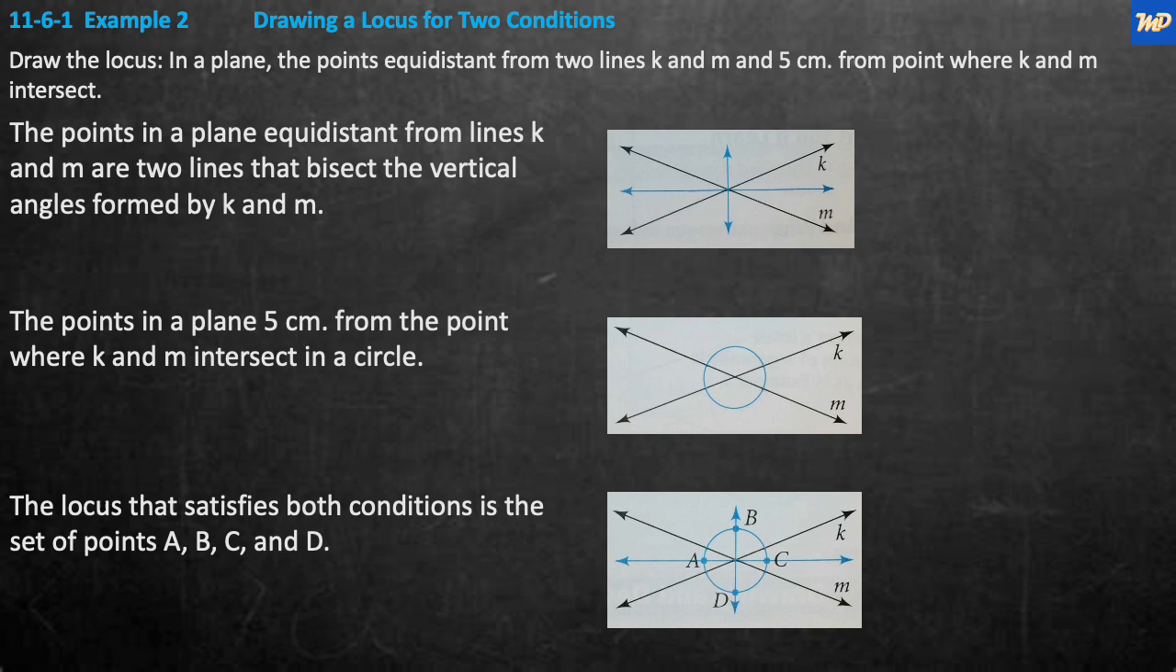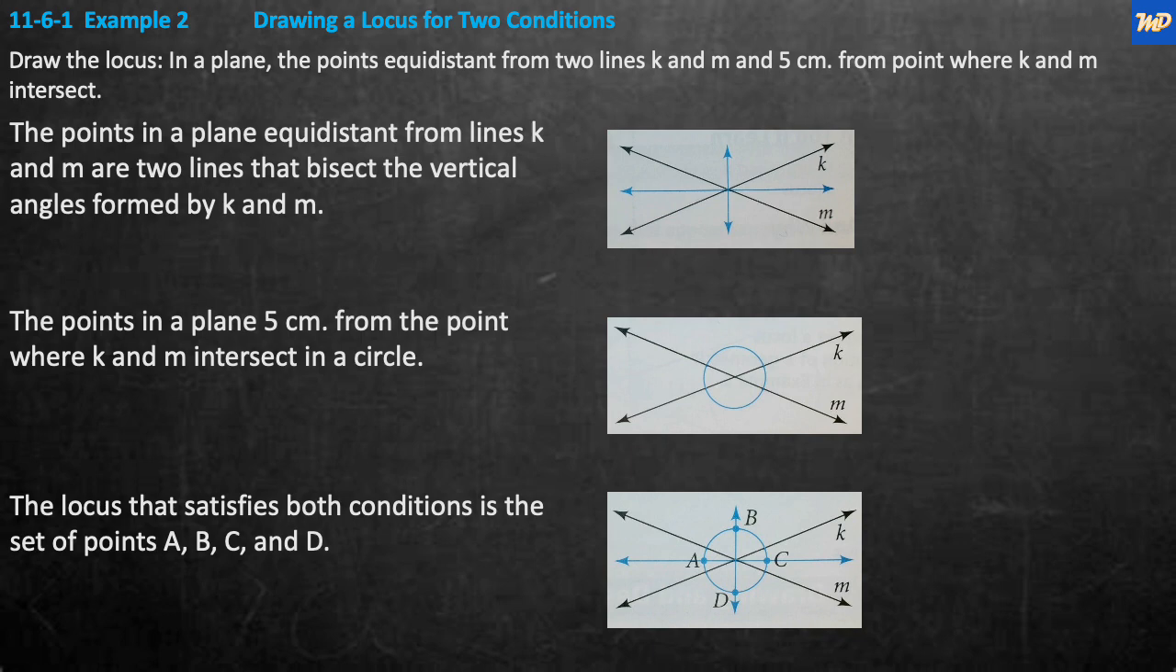Okay, so if we do that, here's the first picture right here. It says the points in a plane equidistant from lines K and M are two lines that bisect the vertical angles formed by K and M. Like we did in the last slide with the angle bisector, we're going to get two angle bisectors, and we're okay by drawing lines.